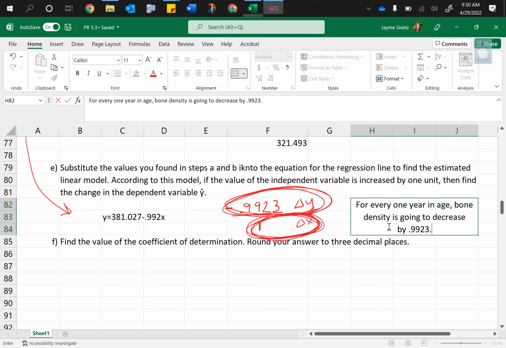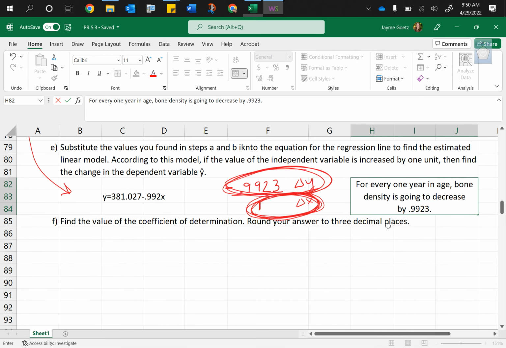Now, depending on the problem, that might make sense and that might not make sense. Like, if you ask me what does that mean, bone density is going down by 0.9923, I have no answer for you. I don't understand if that's a lot or a little. But there are going to be some problems where you're like, for every year in age, weight is going to go up by 0.25. Listen, I can tell you what that means. I can personally attest to that. So some of these are going to make sense and some of them aren't. That's just how life works.